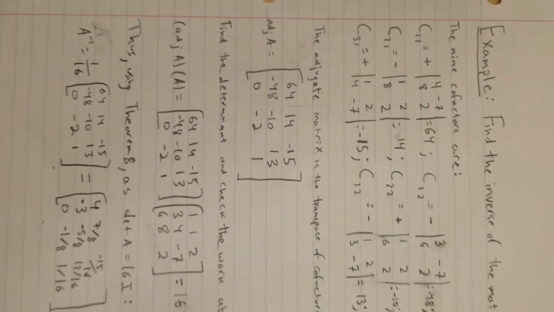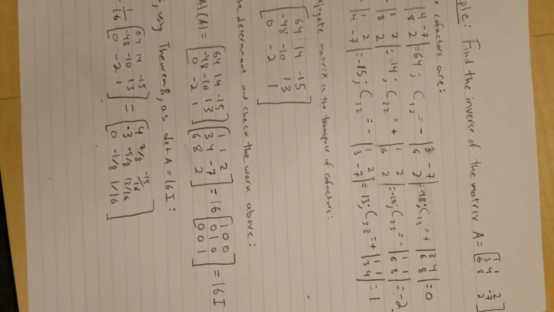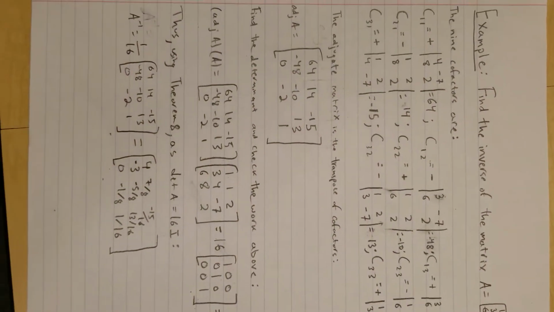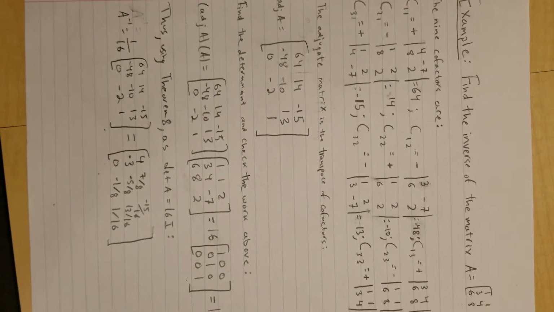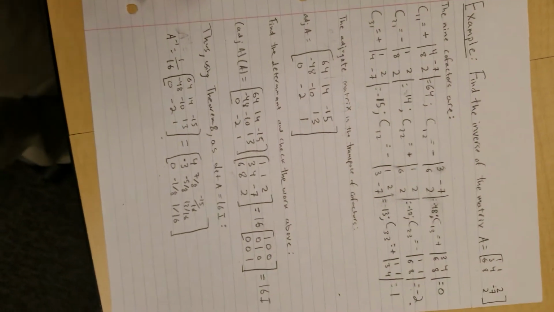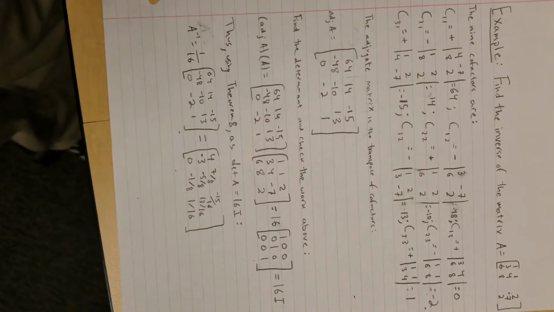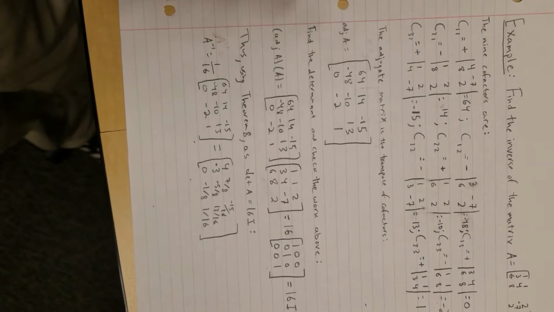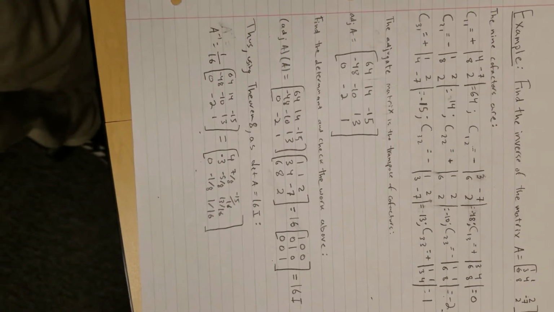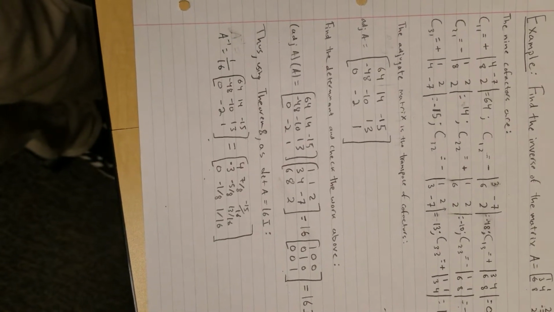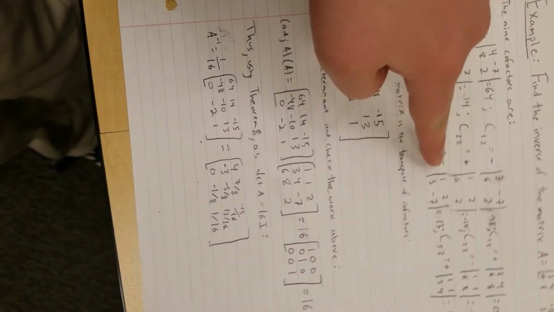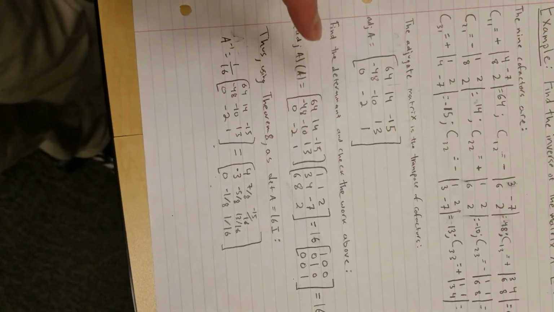So now we're going to move on to an example. For this example, we want to find the inverse of the following matrix here. What we're going to do is find each of the 9 cofactors for each of the numbers in the matrix. Once we find those, we want to make the adjugate matrix, which is basically just the transpose of those cofactors.